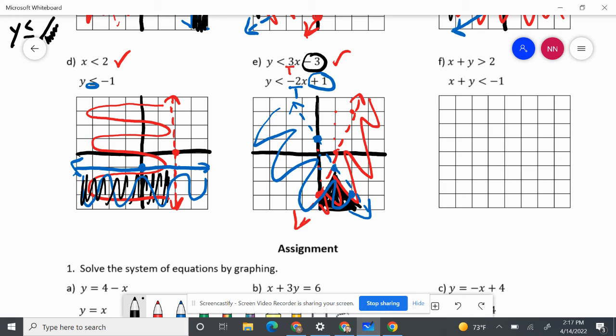Now, looking at our last example, both of these are in standard form, so we're going to get them in slope-intercept form. I'm going to subtract the x for the first one, and that gives me y is greater than -x plus 2. So I plot a point at 2. I go down 1 to the right 1. It is a dashed line. And since it's greater than, we're going to shade above.